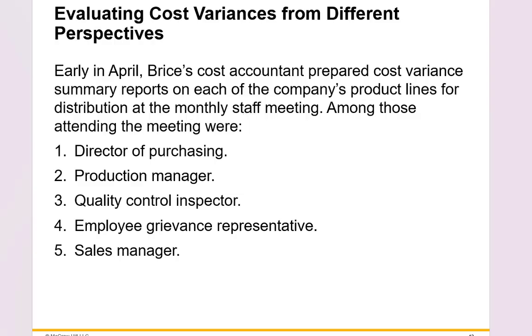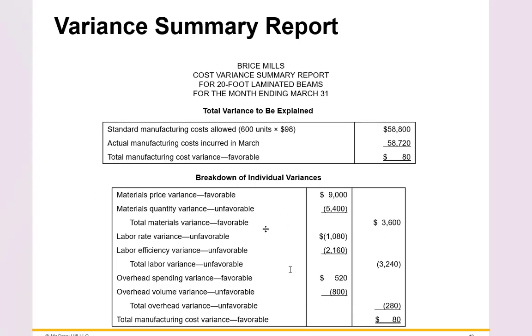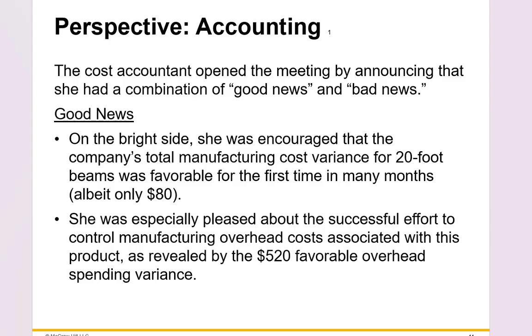And with that, we can give them a variance summary report, see how we did in each of the areas: favorable variance for materials, unfavorable for labor, and unfavorable for our overhead variance. So we can see why that was different than cost. The cost accountant opened the meeting by saying, hey, we have good news. We had a total manufacturing variance of $80, so not much, but favorable for the first time in many months. Especially pleased about the successful effort to control manufacturing overhead costs, as revealed by the $520 favorable overhead variance. So that's good news. It was less than we expected.